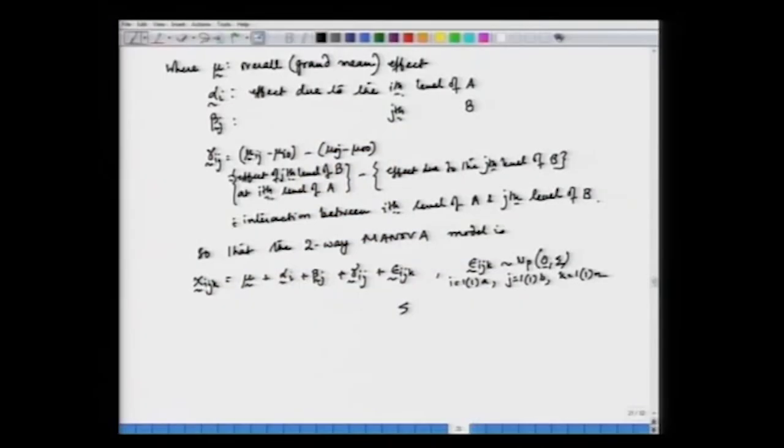So, these are the sum of alpha i over i from 1 to a. This sum is equal to the sum of the beta j, sum over j from 1 to b. This is also equal to the sum of gamma i j, keeping i fixed, taking the sum over j from 1 to b, or consider the other type of sum of gamma i j. By their definition, if you check, it is very easy to do so. You take the summation, keep j fixed, and consider the sum over i from 1 to a, all of these are equal to 0. So, this completely describes my two-way MANOVA model.